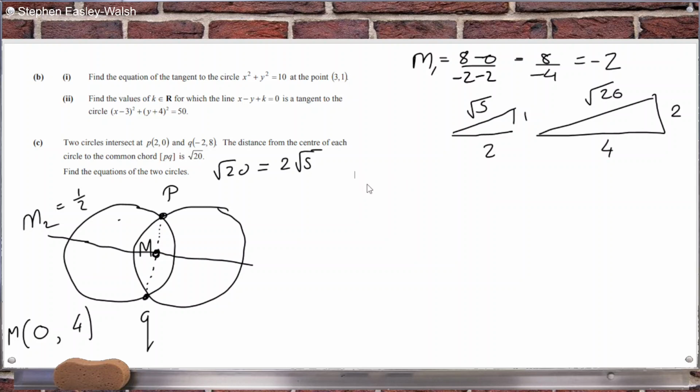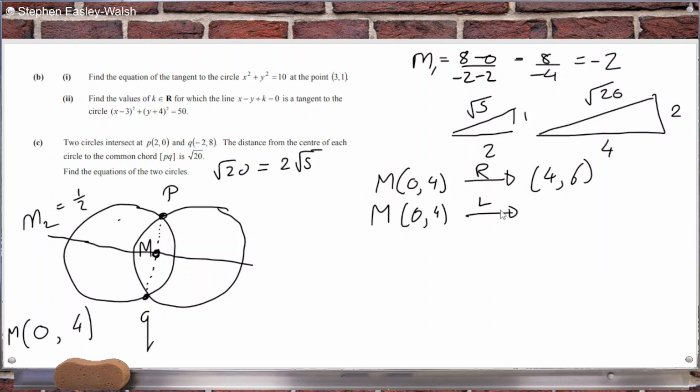So let's apply that to the M. The M is (0, 4). If you go across 4 and up 2, that's to go to the right. And then if we move to the left, in reverse, go back 4 and go down 2. So I think that's where the centers would be, because they would each have a distance of root 20 from M, and we've moved across that perpendicular line. So all that remains now is to get the radius.